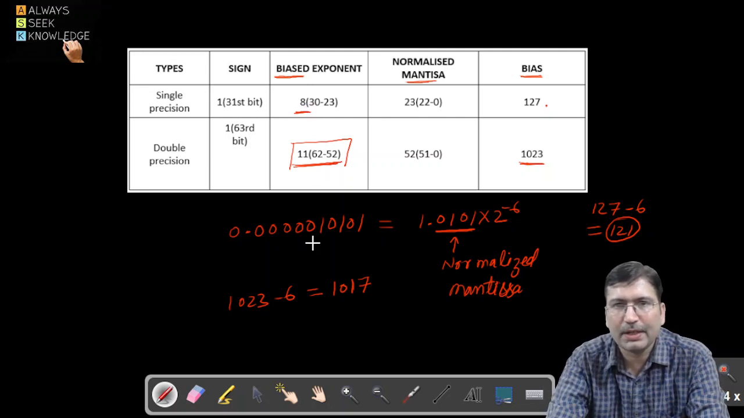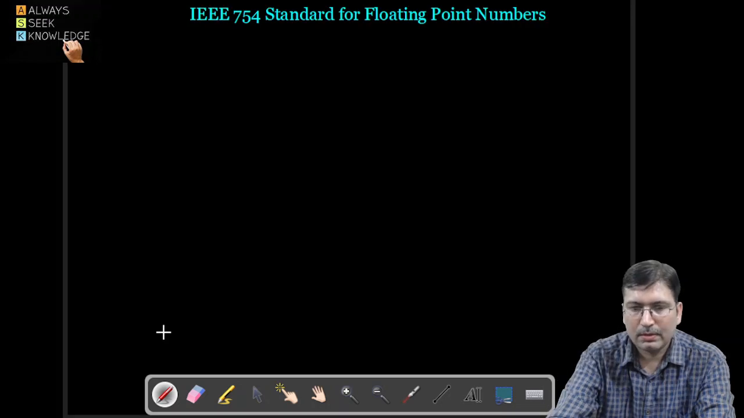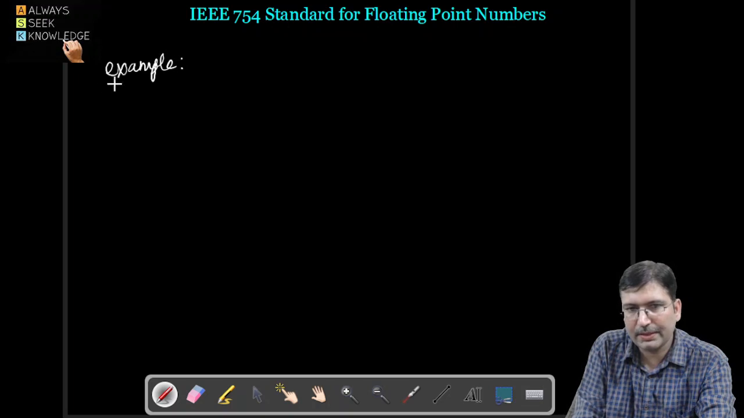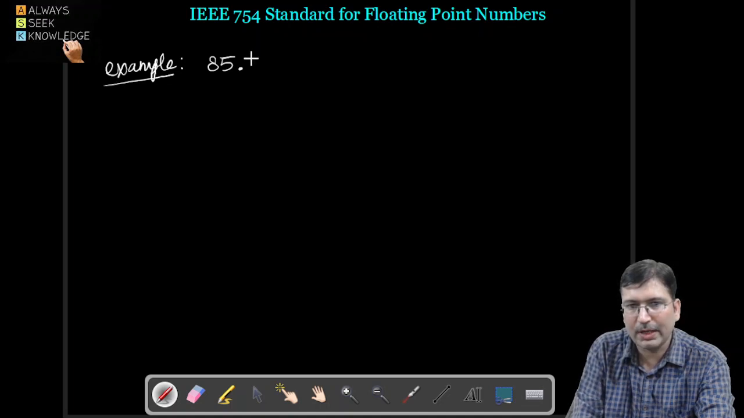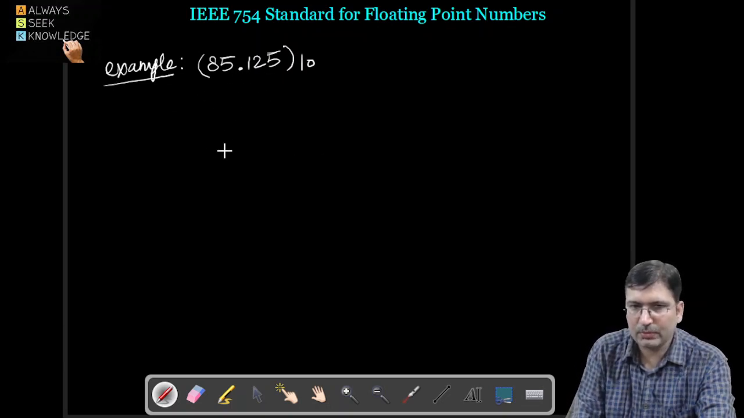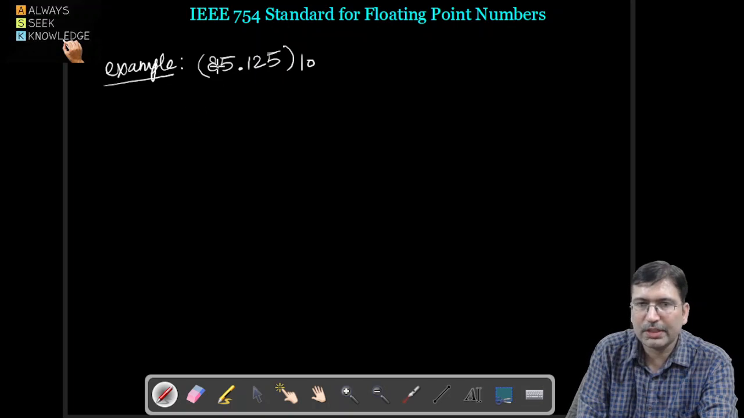Now let's take an example and try to understand both single precision and double precision in detail. Let's consider a number as an example. We can take, let's say, 85.125. This is in decimal, base 10. So let's convert it into binary. You know the decimal to binary conversion.